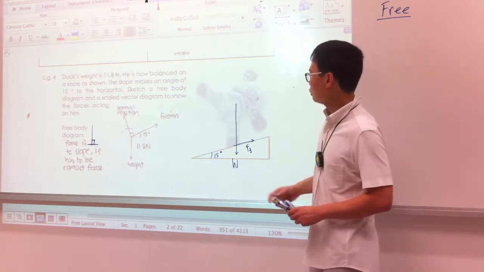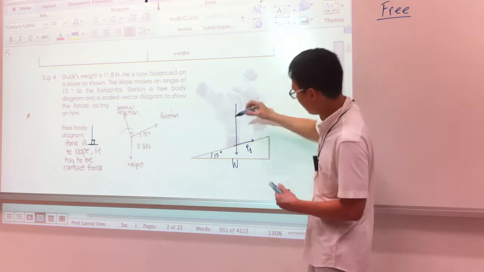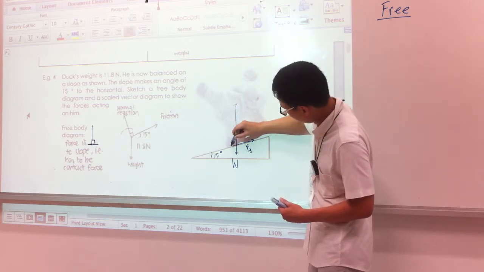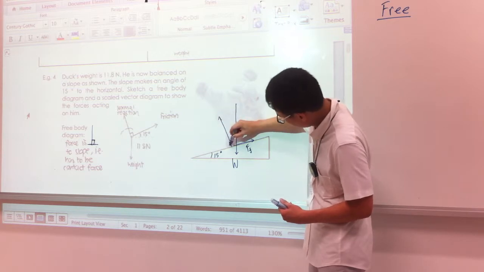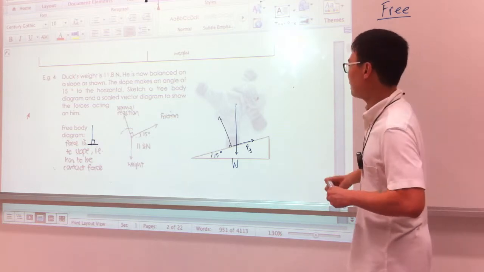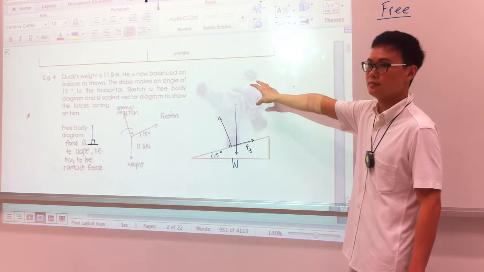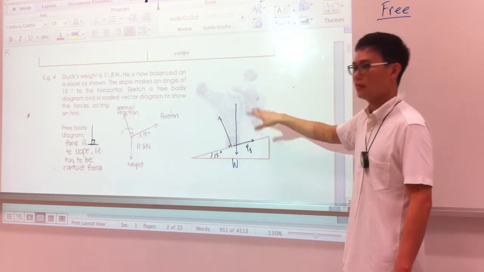Alright, so if I were to draw all the forces acting on these two, you will notice that I'm going to actually draw a normal force that is perpendicular to this slope. Okay, like that. Alright, and if you ask yourself, are there any other forces acting on the duck? No. So these are the only three available.